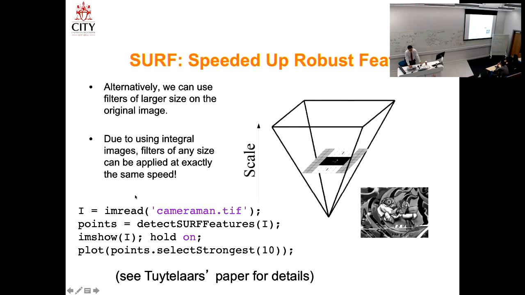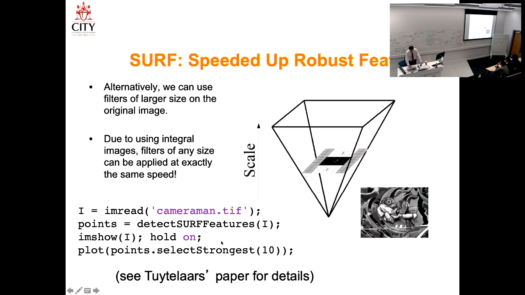In MATLAB, you can say I = imread, points = detectSURFFeatures(I), that's it, no more worries. And then show the image. So it finds the points, and you can plot the selected strongest points. You can choose the top 10 strongest, the ones that have more strength, which means the values of the orientations and magnitude in them is higher.